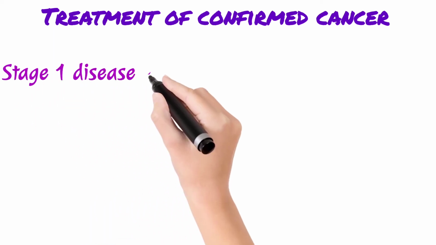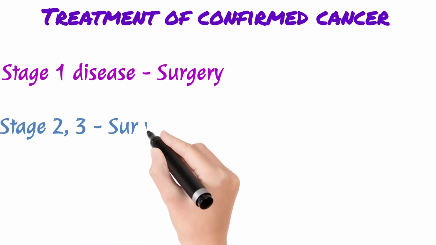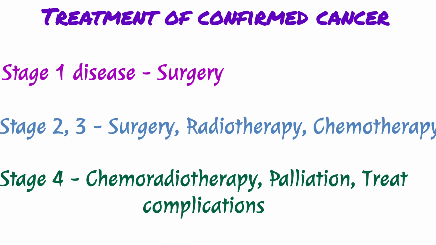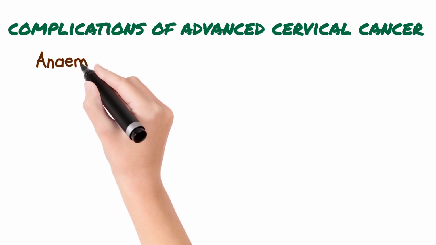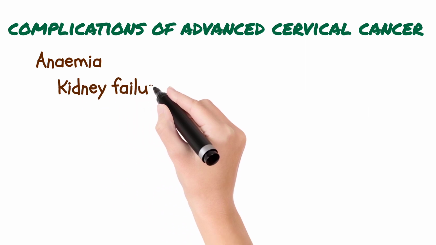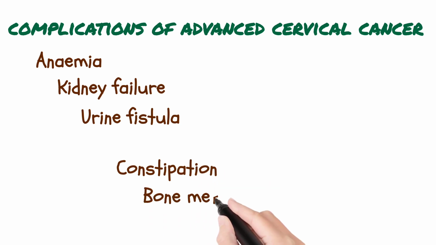When cancer is confirmed, surgery can be done for early disease before it spreads outside the cervix. Beyond there, radiotherapy or chemotherapy are the mainstay. Now, this is a disease associated with many complications, and the complications worsen as the disease spreads further. It can cause anemia, it can affect the kidneys, it can cause fistulas, it can give you blood clots, or it may affect many other organs in the body.